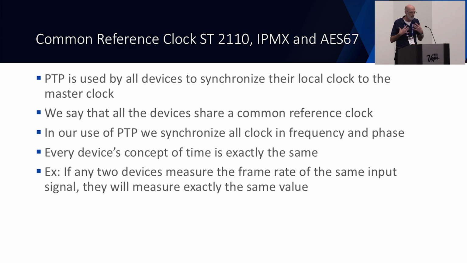In our use of PTP, we synchronize all clock, frequency and phase, like we saw. I can adjust my time exactly. So everybody's device concept of time is the same, okay? Everybody knows exactly the same time and everything. The speed at which their clock moves is the same. And what it means is I could have 2 devices that are measuring an input signal, and they will find it at that exact same frequency.